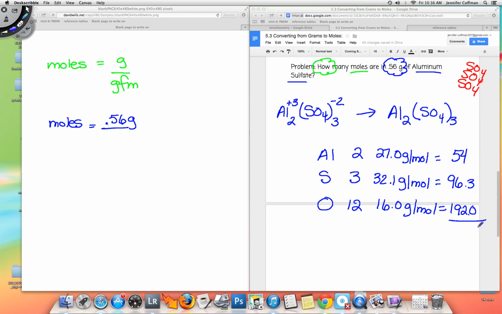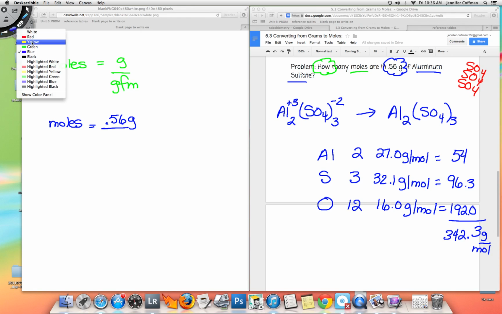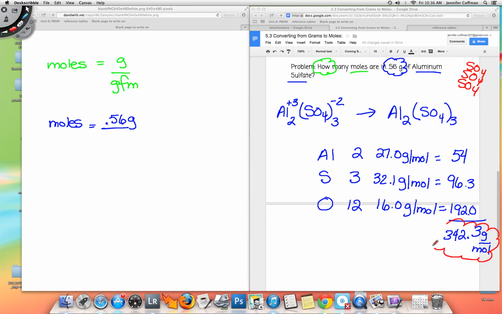Okay, we're going to add all these up. 0 plus 3 is 3. Do some math. We get 342.3 grams per mole. Okay, so this number that we just calculated is the gram formula mass. And yes, you should write it out. Make sure you write everything down.